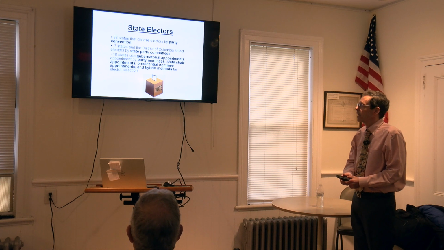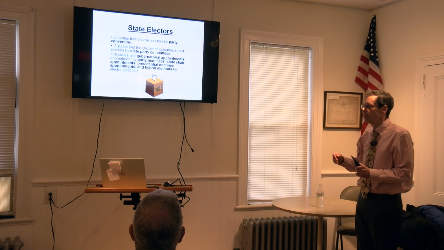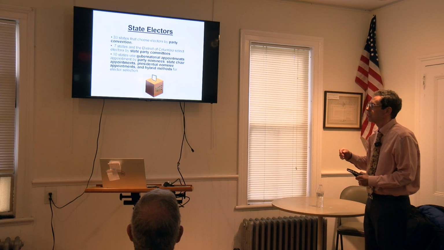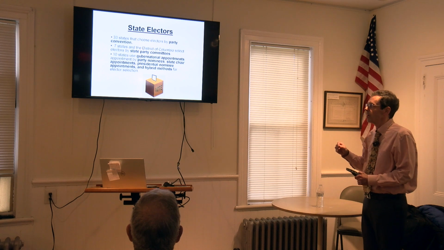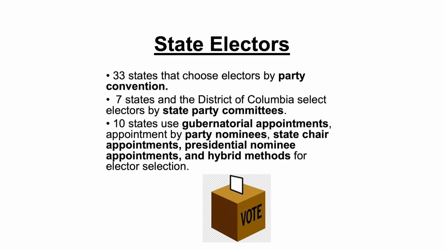Now, state electors, this is a process that people are very confused about. They're like, what is this electoral college, all this kind of crazy stuff? And it's very different from state to state. Like 33 of the states choose it at a party convention, 7 do it at state party committees, 10 states are gubernatorial appointments and party nominees. It's a very confused process, but in the end, each state decides how they pick their electors.